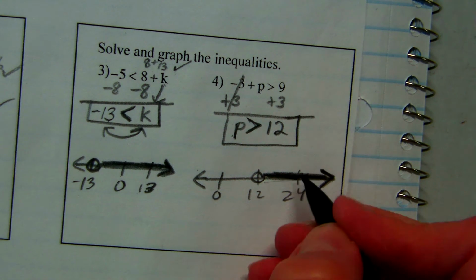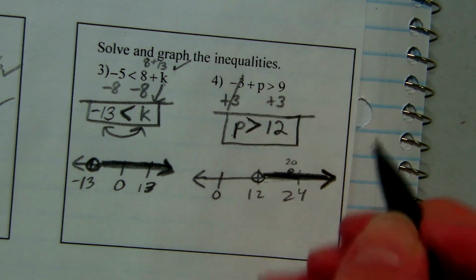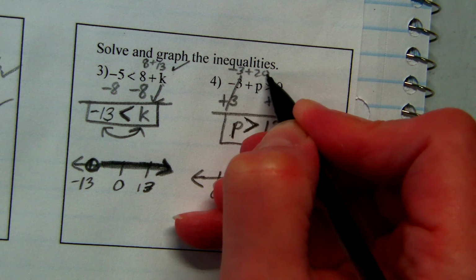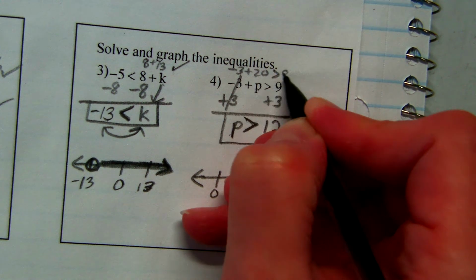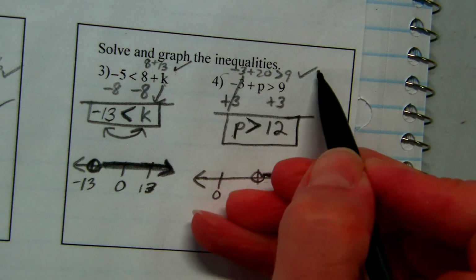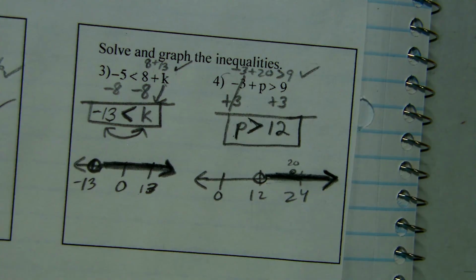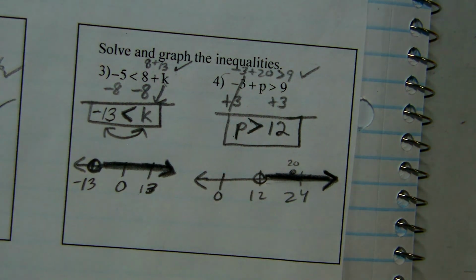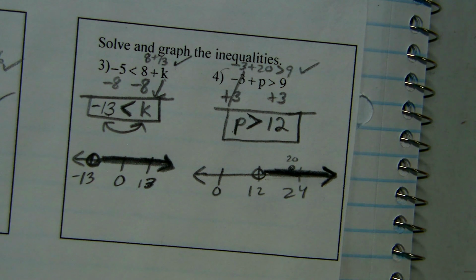So maybe I pick like 20, and I put 20 in here. So negative 3 plus 20 would be 17. That is bigger than 9, so that checks out. You don't have to show me this on your paper, but it's good just to mentally know. That's a good way to see if you've put the arrow the right way or not. Pick a test point.